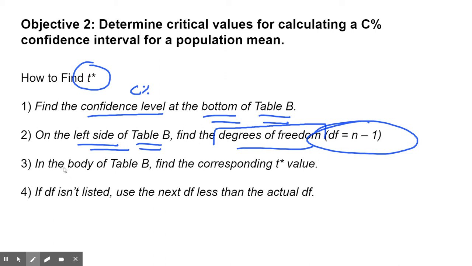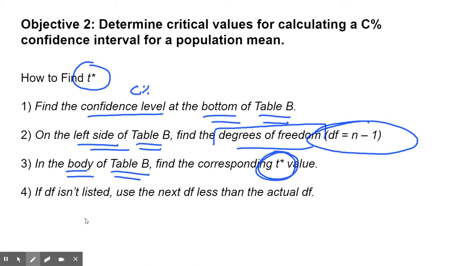Then, in the body of table B, all those numbers inside to 3 decimals, those are your t star values. You're going to follow your finger up from the confidence level. You're going to follow your finger to the right from the degrees of freedom, and you're going to match it up and find that corresponding t star value.